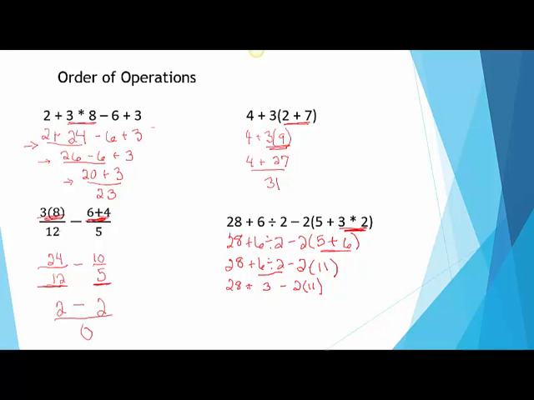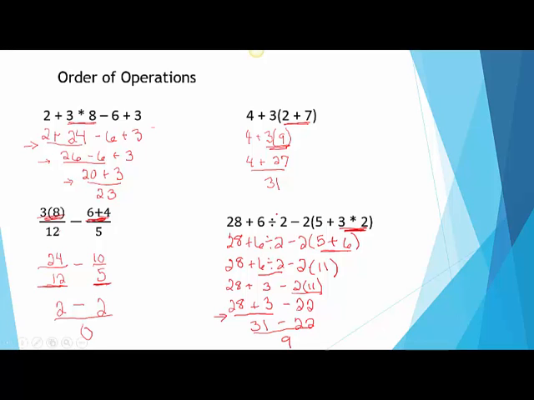Okay, at this point I have an addition, a subtraction, and a multiplication. So I want to do my multiplication first. So I get 28 plus 3 minus 22. And now I have addition and subtraction, so we're going left to right. So 28 plus 3 is 31, minus 22. And so I have one step left, and that is equal to 9.